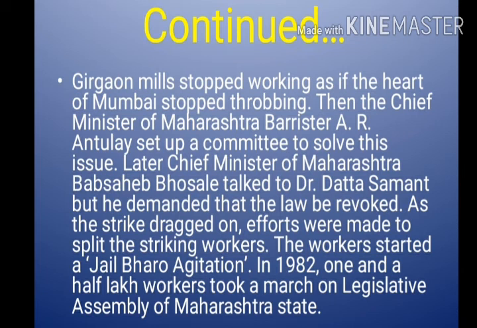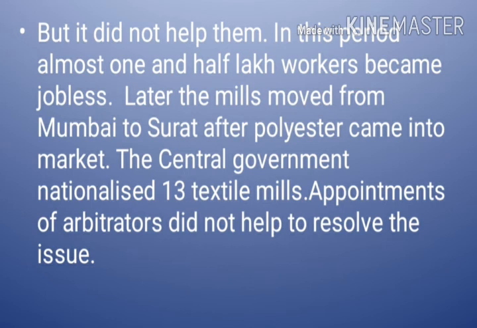So somehow this problem was not negotiated, neither from the government side nor from the workers' side, and it continued. Even when the workers led a march to the Legislative Assembly of Maharashtra state, the problem did not get solved. In this period, almost 1.5 lakh workers became jobless, and the situation became more severe. Later, the mills moved from Mumbai to Surat after polyester came into the market. The central government nationalized 13 textile mills, and the appointment of arbitrators did not help to resolve this issue. So this issue continued.